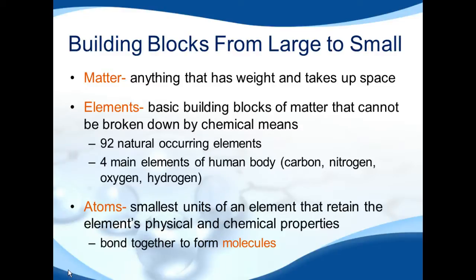Elements are the basic building blocks of matter, and elements cannot be broken down by chemical means. On Earth, there are 92 elements that occur naturally, but what you'll see is that there are 4 major elements that comprise the human body. Those elements are carbon, nitrogen, oxygen, and hydrogen.